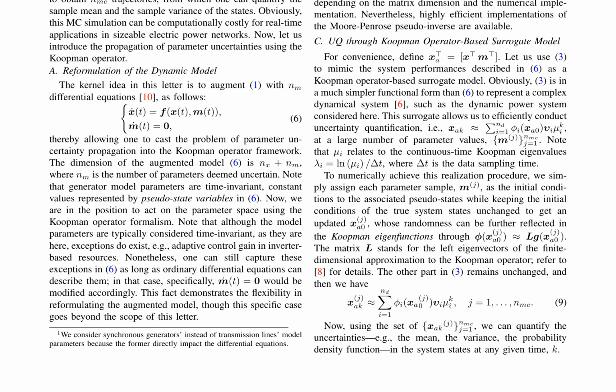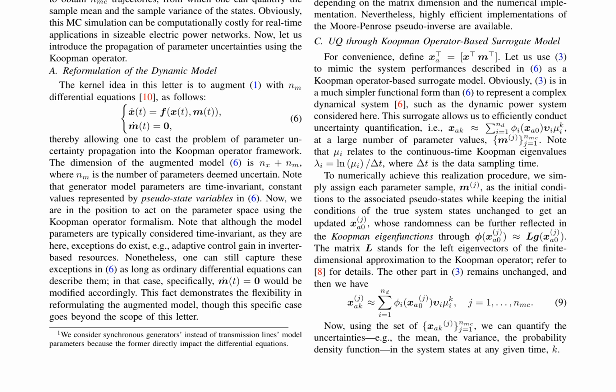The proposed method offers a more efficient alternative to traditional Monte Carlo simulations, which can be computationally costly for real-time applications in sizable electric power networks. The use of the Latin hypercube sampling technique ensures that the training dataset is well designed and efficient.